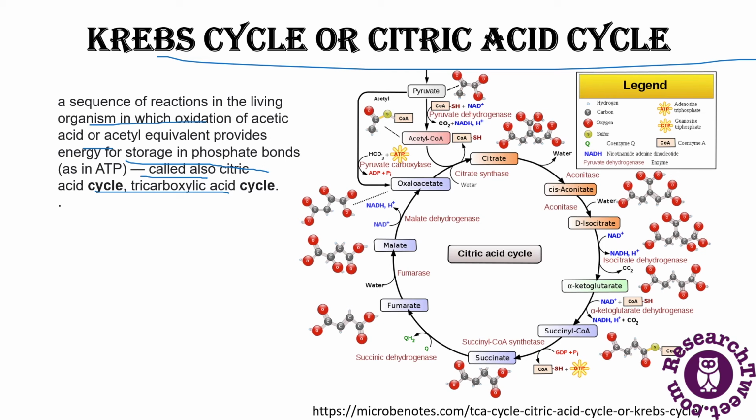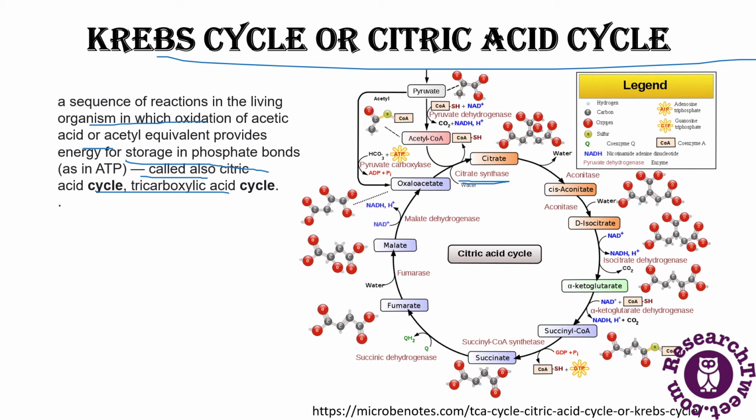Here it is shown that pyruvate is being converted. In the glycolysis process, glucose gets converted into glucose 6-phosphate, then to fructose, then to fructose 1,6-bisphosphate, and the end product is pyruvate. It gets converted into acetyl coenzyme A, and acetyl coenzyme A enters the citric acid cycle. It gets converted to citrate by the action of the enzyme citrate synthase. Then it releases water. It gets converted into cis-aconitate, then D-isocitrate.